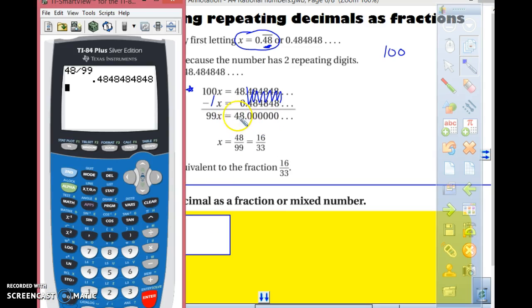If we perform that operation to get x by itself, we get 48 over 99, and there is that repeating decimal we were trying to rewrite as a fraction. And that fraction does reduce, so that's what we're getting, 16 over 33.